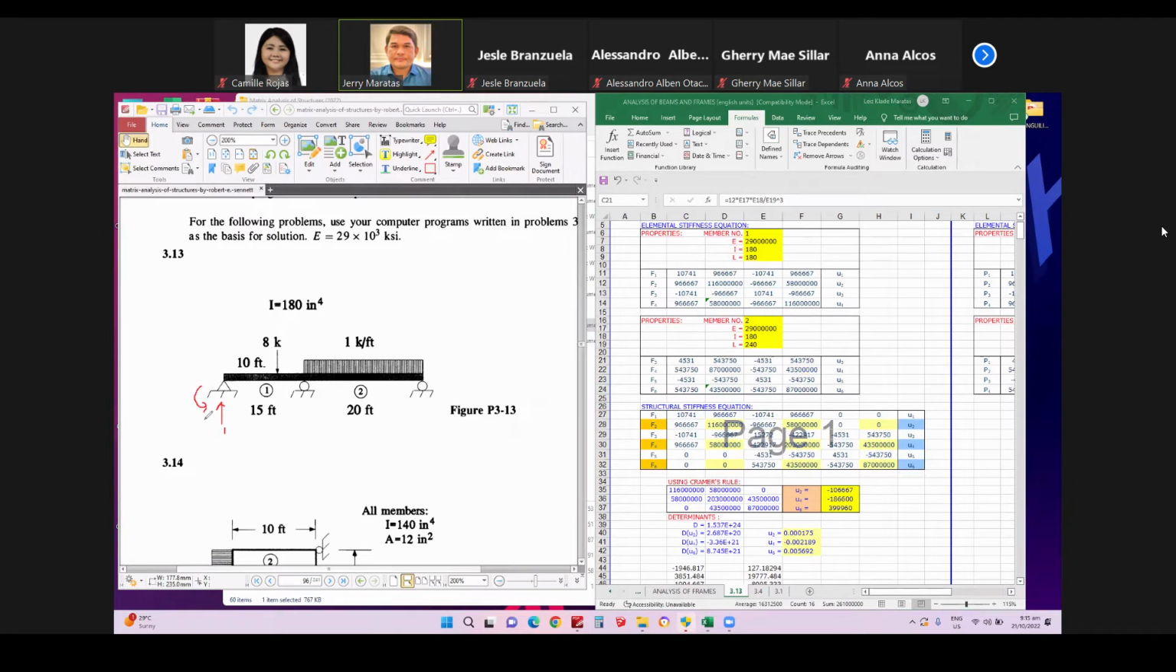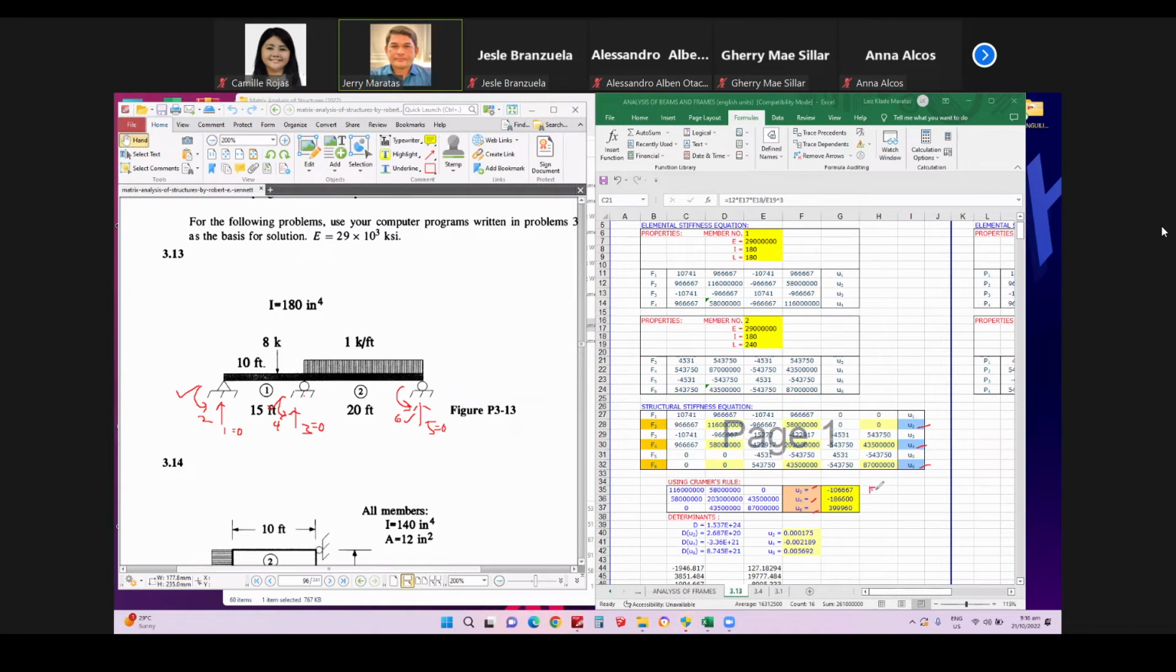1, 2, then 3, 4, then 5, 6. Okay, 1 is 0, 2 is a rotation, so it is rotating. 3 is 0, but 4 rotates, it is not fixed. 5 is 0, and 6 rotates. So what remains are U2, U4, U6.